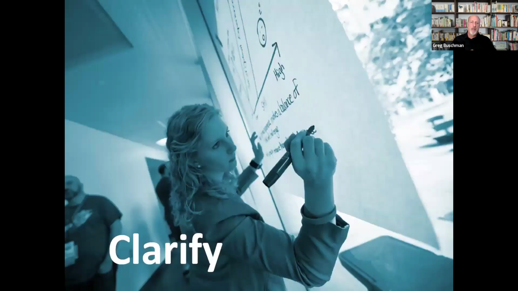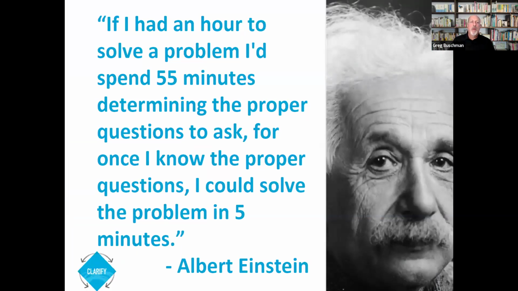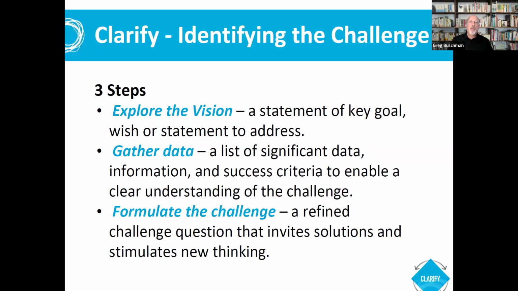So, first stage, clarifying. Albert Einstein once said, if I had an hour to solve a problem, I'd spend 55 minutes determining the proper questions to ask. For once I know the proper questions, I could solve the problem in 5 minutes. Kind of goes back to the whole idea of stating our problems as questions. And so there are 3 steps of the clarifying process: explore the vision, gather data, and formulate the challenge.